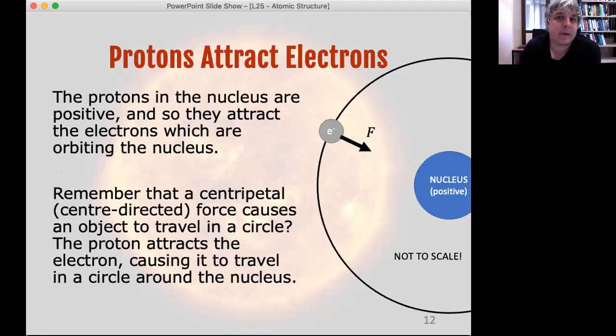And remember, way back in mechanics, we talked about the idea of a centripetal force, a center-directed force, which caused an object to travel in a circle. The protons in the nucleus are attracting the electron, therefore the electron is experiencing a centripetal force and it will travel in a circle, and that is why electrons orbit the nucleus. They orbit because they're traveling horizontally around the nucleus. They have this perpendicular component to their velocity, but the attraction to the nucleus causes that to accelerate into a circle, and so we get this orbit path coming out.